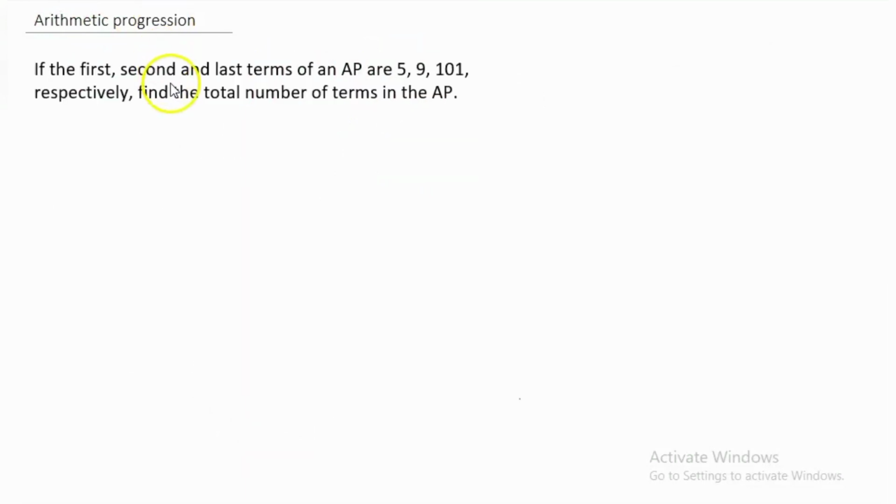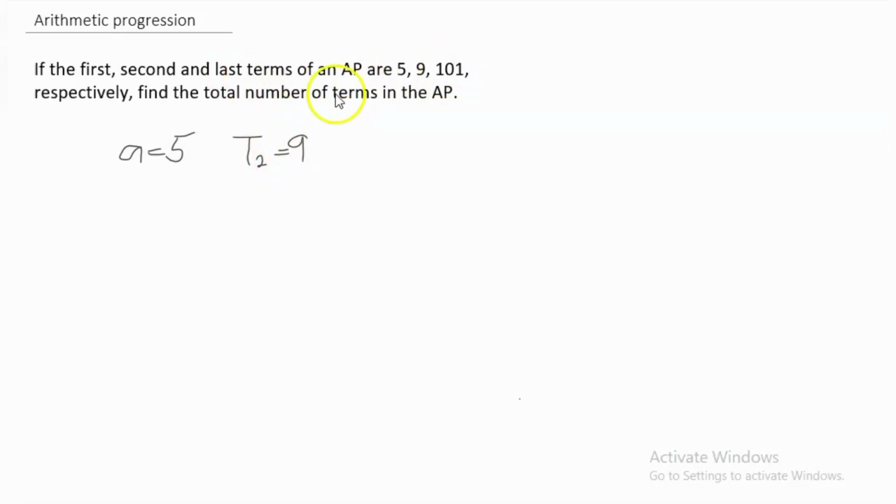Okay, so in this question, it says if the first, second, and last terms of an AP are 5, 9, 101 respectively, find the total number of terms in the AP. Okay, so the first thing we want to do is write down the things that were given. So it says if the first, that's 5. So we're simply going to write A equal to 5. Remember, A represents our first term. Then second is 9, so we'll write that as T2. T2 is equal to 9.